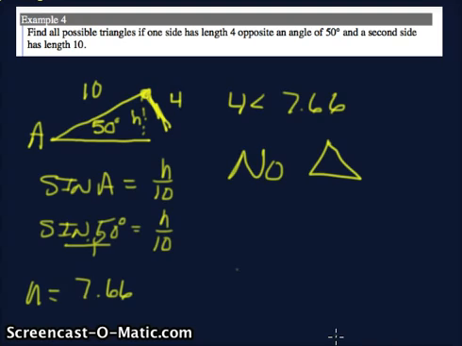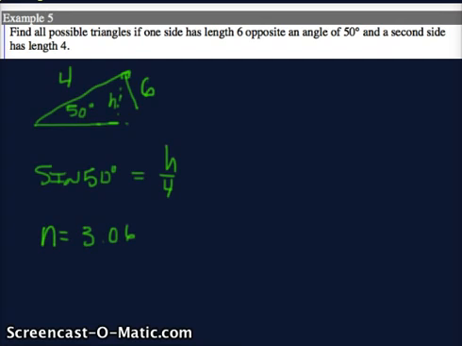Now watch my video on setting up the ambiguous case, and you'll know more about why this works out the way it does. Okay, example 5. Find all the possible triangles if one side has a length of 6 opposite an angle of 50 degrees and the second side has a length of 4.